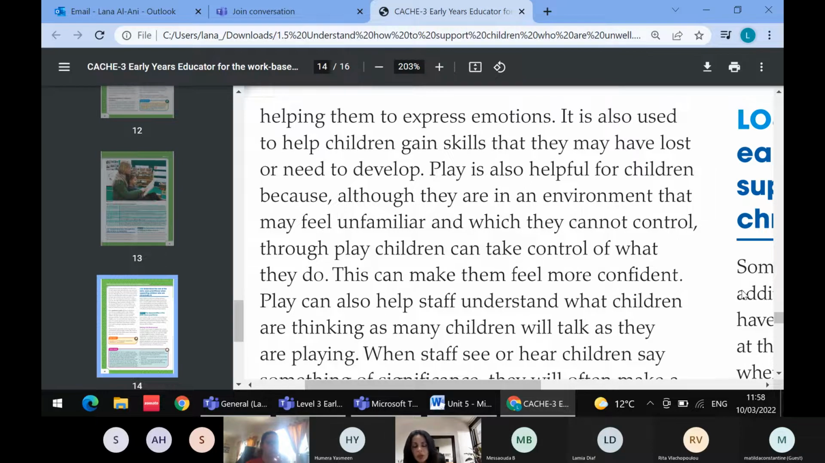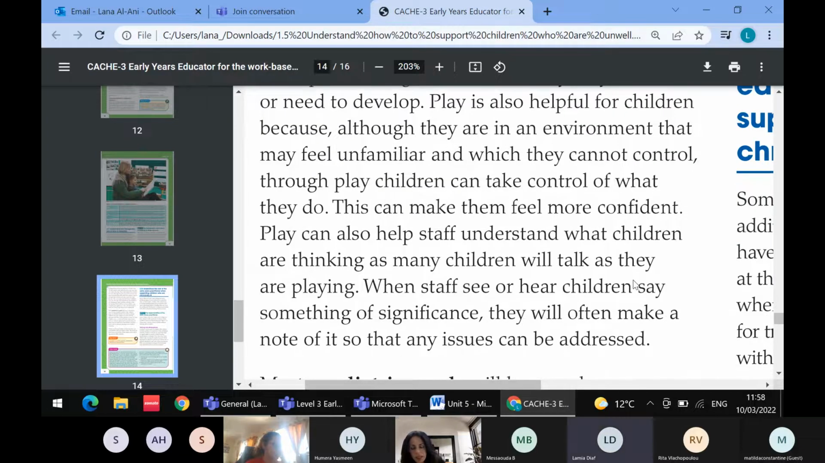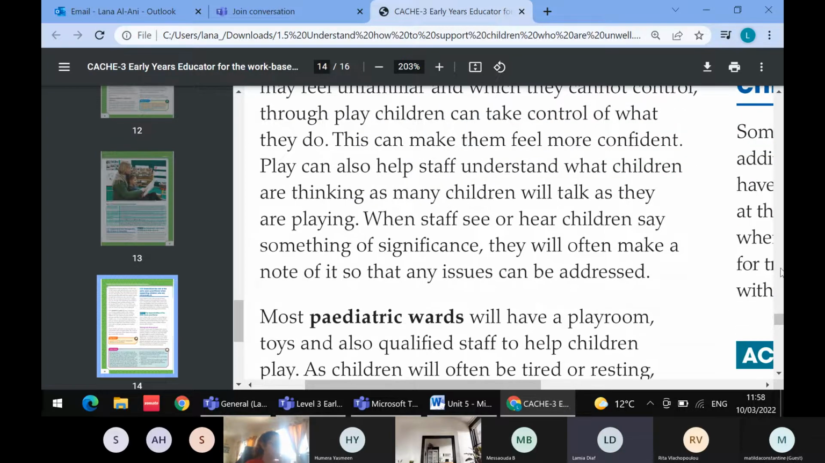The play also will help the children a lot to understand the environment, if they feel unfamiliar or uncomfortable with the hospital. If they start playing there, they will become more comfortable, more familiar. They need to control their feelings. So playing will help them take control of all this, and also can make them feel much more confident. It helps the child express his feeling.